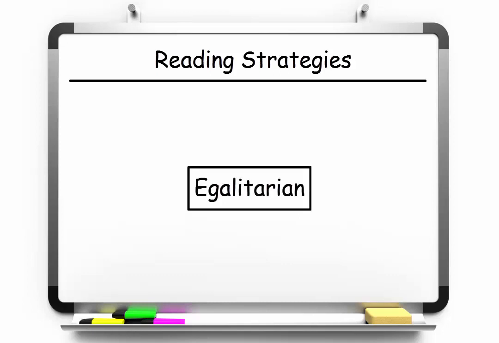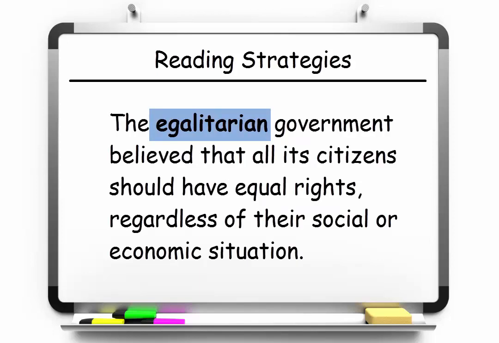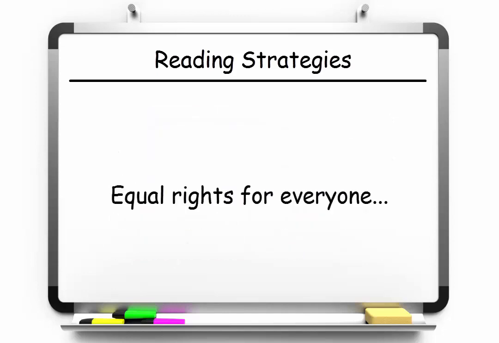What if you saw this word on its own? Egalitarian. Unless you happen to be familiar with the word already, there's no way you could really figure out what it means. But what if you saw this word with some context, that is, with some surrounding information? The egalitarian government believed that all its citizens should have equal rights, regardless of their social or economic situation. So now that I see how this word is used within a larger context, I can use the surrounding words to try and figure out what it means. From its use in this sentence, it seems to have something to do with equal rights for everyone.